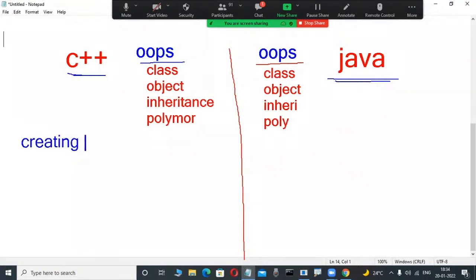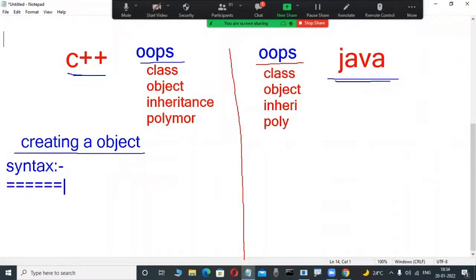So many persons have an idea, I think. Creating an object from the class, what is the syntax in C++? Yes, so many fellows have an idea. Slowly observe here. Class name, space, object name. This is the syntax to create an object from the class in C++.